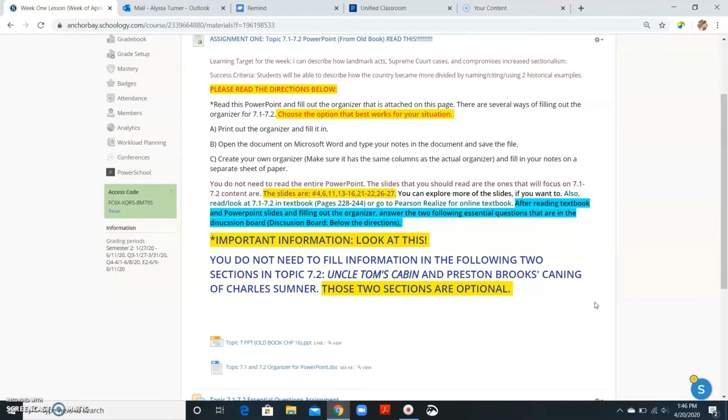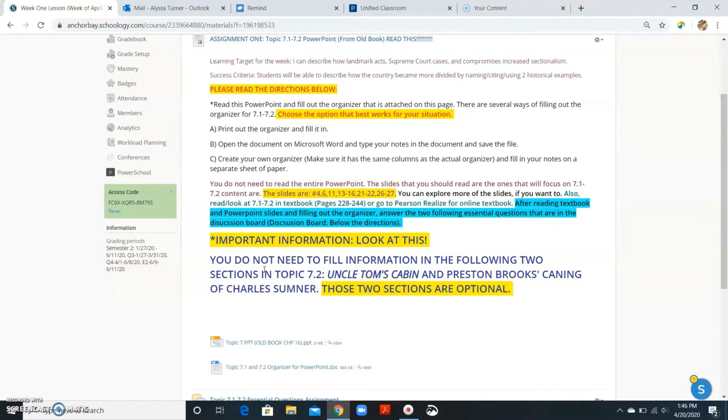If you don't have your textbook, you can go to Pearson Realize, and they split up the textbook in sections based on topic 7.1 and 7.2. Then after you're done reading the textbook and PowerPoint slides, filling out your organizer, you're going to answer the 2 following essential questions that are in the discussion board, and they're down below. This is important too.